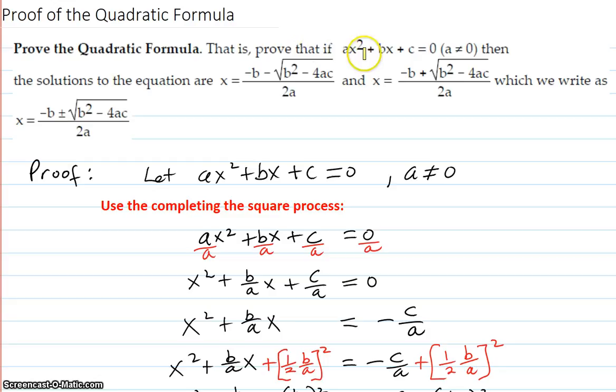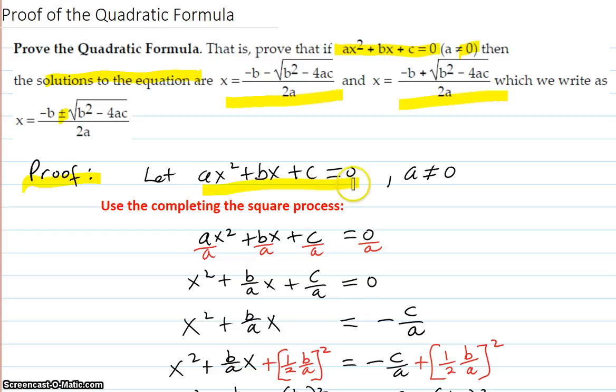So the statement of the quadratic formula says that if you have this quadratic equation here with a not equal to 0, then the solutions of the equation are going to be this one and that one. So you can solve any quadratic equation. And you write that with the plus or minus. Okay, so here's the proof steps that you have to know for a test.